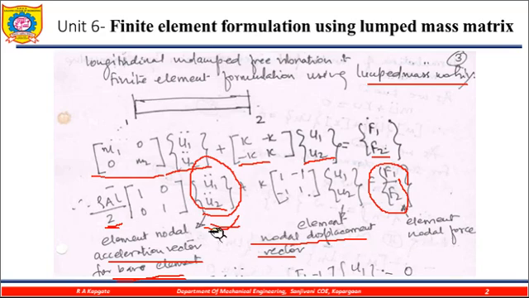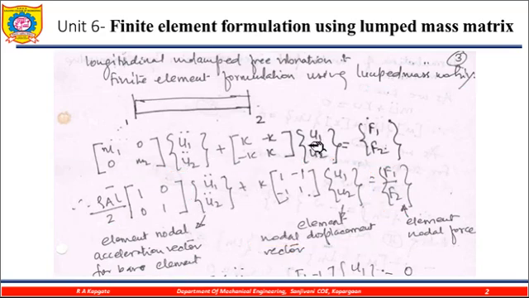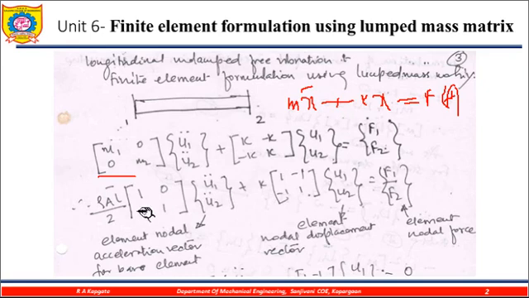Here I am not making a lot of changes, I am just writing M into x double dash plus K into x is equal to force, a function of t, f of t, that I am writing here. So the mass matrix, because of this lumped mass, is rho AL divided by 2 times the matrix 1 0 0 1, then my acceleration matrix, stiffness matrix, my displacement and the force matrix.